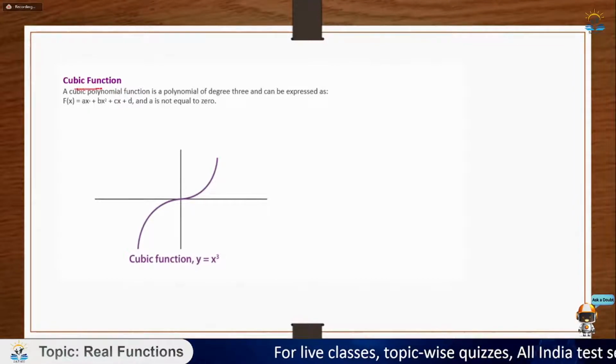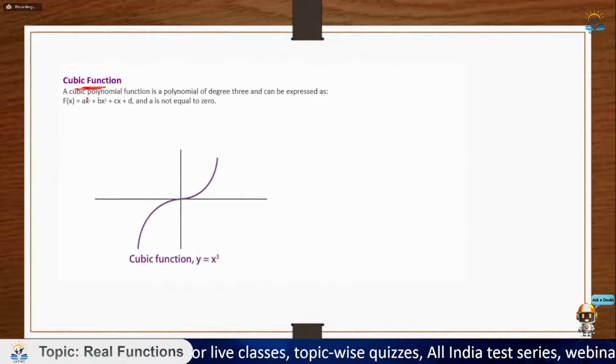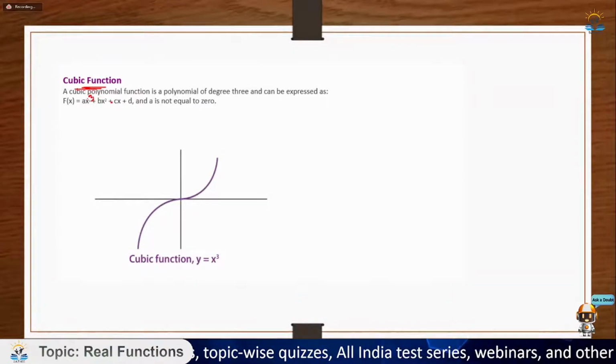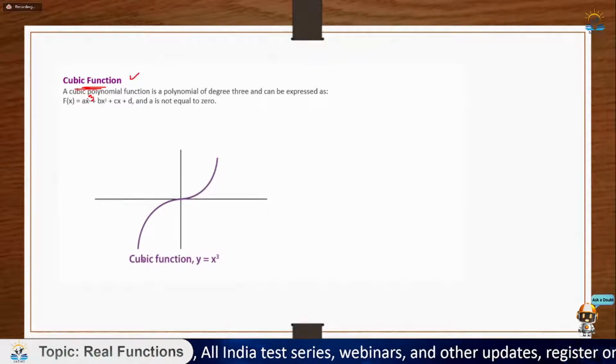Firstly, there is the cubic function. What is a cubic function? A cubic function is a function of degree 3. If it is not visible, then let me write it: ax cube plus bx square plus cx plus d. So basically, a function of degree 3 is known as a cubic function, and its graph is something like that.